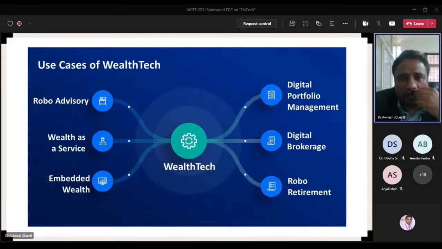These are the use cases of wealth technology: robo-advisory, wealth as a service, embedded wealth, digital portfolio management, digital brokerage, then robo-retirement. These are the various types of use cases possible.